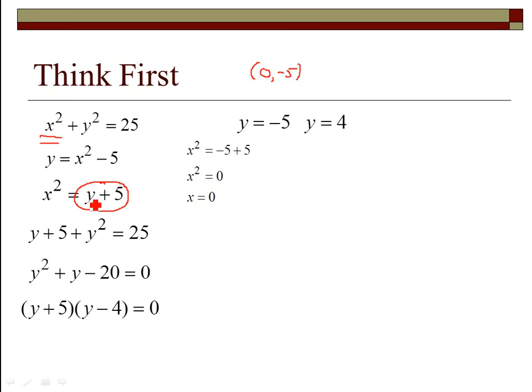Now I'll plug the 4 in, and I get x squared is equal to 4 plus 5, so I get x squared equals 9. But you've got to be careful here. When I take the square root, I've got to do plus or minus 3, because it could be either 3 times 3 or negative 3 times negative 3. So therefore, I get 2 points from that one. So my points of intersection are 0, negative 5. Then we get 3, 4, and negative 3, 4.